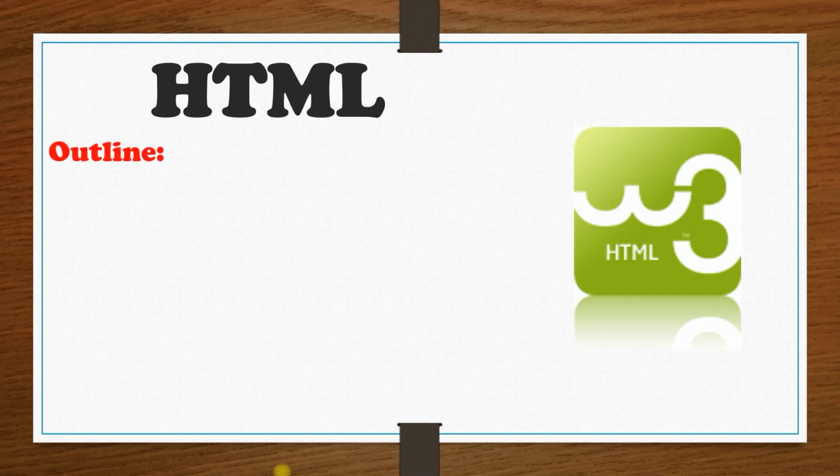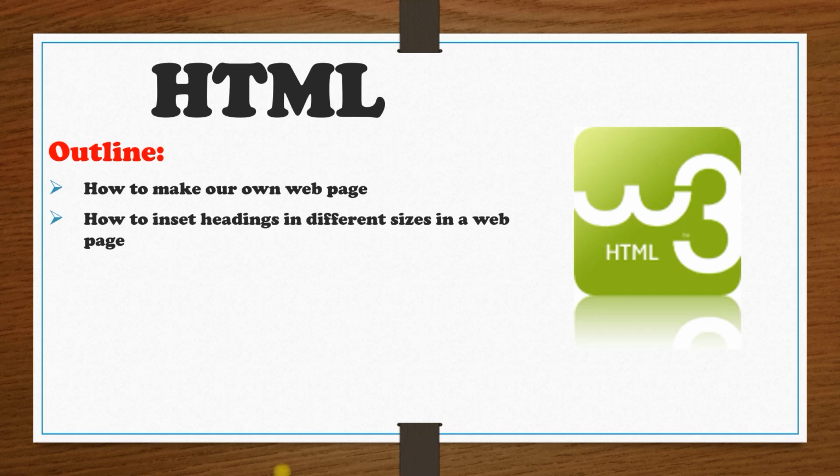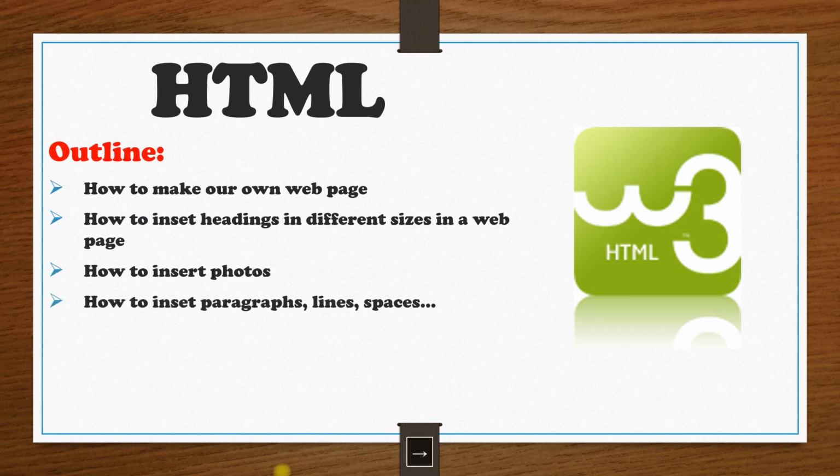So this is our outline. The first thing that we are going to learn in this course is how to make our own web page. Second, how to insert headings in different sizes in a web page. And then how to insert photos, how to insert paragraphs, lines, spaces, and stuff like them.